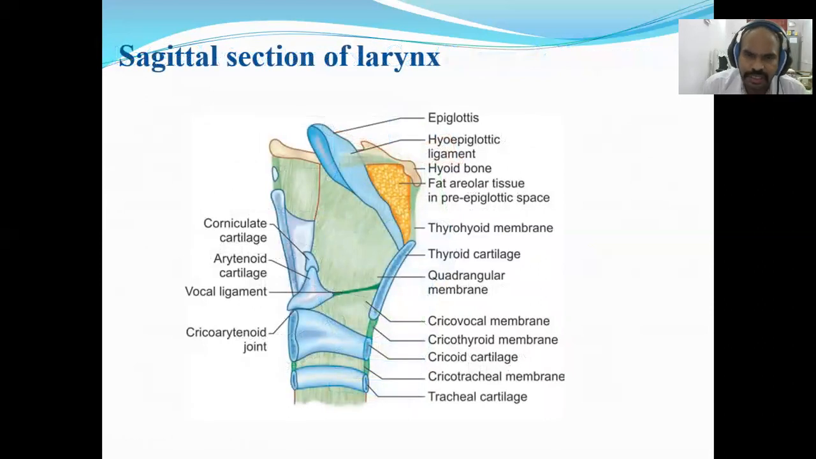Then one more sagittal section, again showing the membranes of the larynx, especially your cricovocal membrane, cricothyroid membrane, as well as the cricotracheal membrane, which is between the cricoid cartilage and the tracheal rings, and is called the cricotracheal membrane.